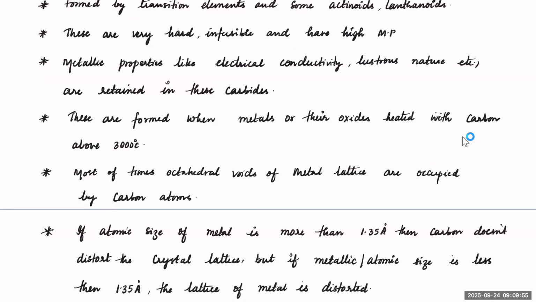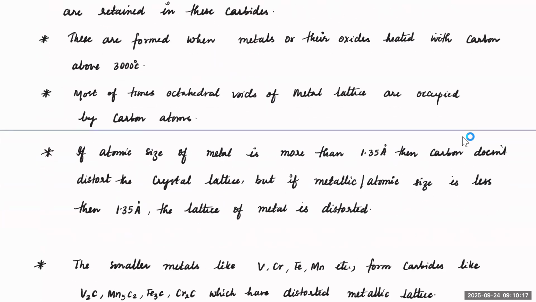And these form when metals and their oxides are heated with carbon around 3000 degrees centigrade. Most of the time, octahedral voids of the metal lattice are occupied by carbon atoms. And if the atomic size of the metal is more than 1.35 Angstrom, then the carbon does not distort the crystal lattice. But if the metallic radius or size is less than 1.35, then the lattice of the metal is distorted.